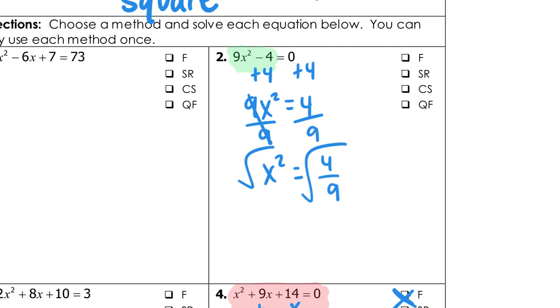No need to use a calculator on this actually, because you can just square root the fraction. So the square root of 4 is 2. The square root of 9 is 3. So it'd be plus or minus 2/3.